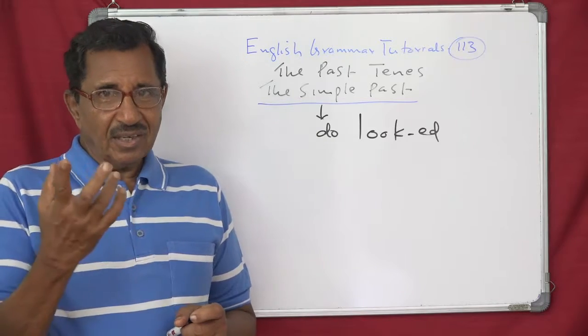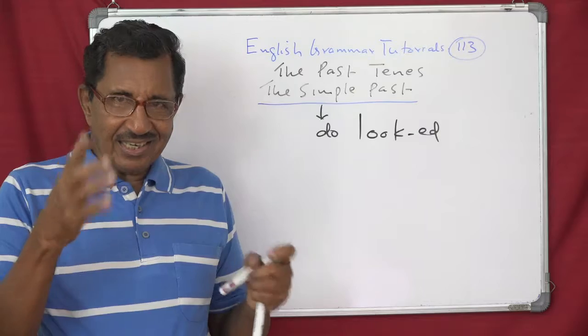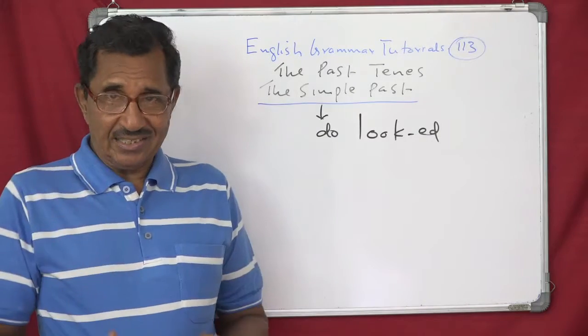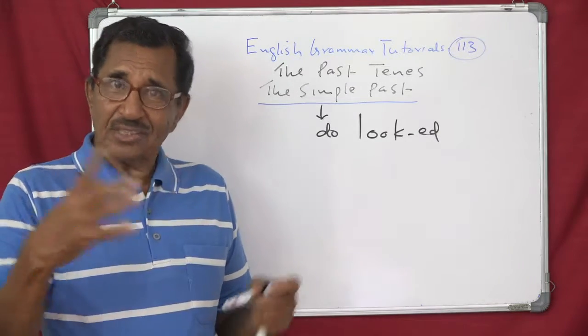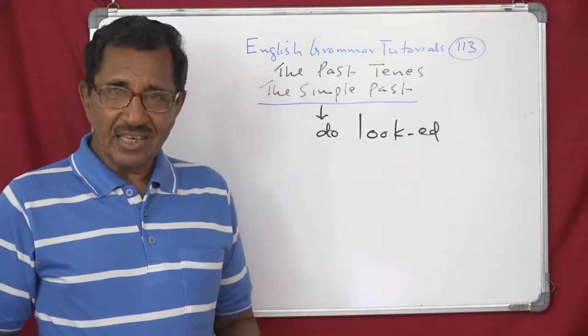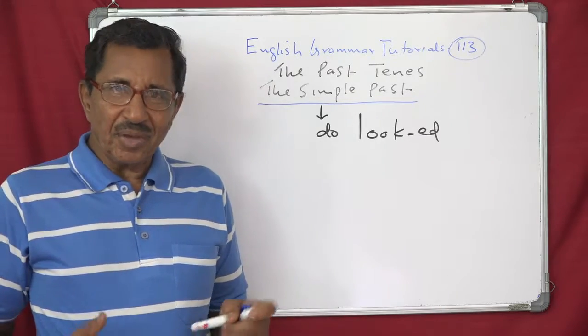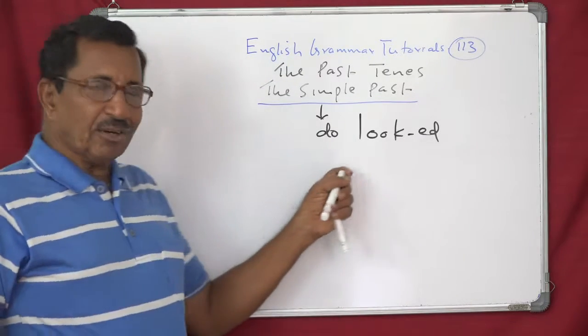Verb phrase means a verb which has more than one word. Isn't it? For example, has been going is a phrase. Is going is a phrase. Has gone is a phrase. Like that. In this case, what you do is you have already brought in, inserted, do.